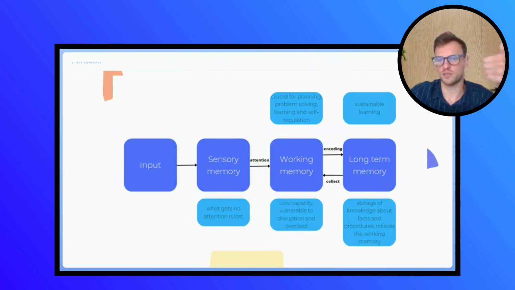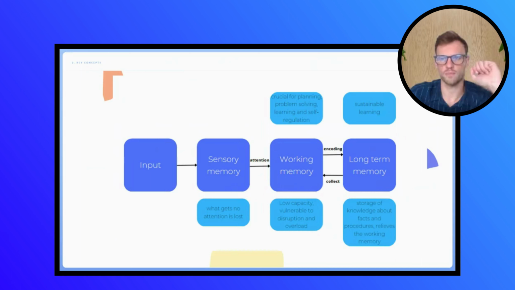Input, which was the picture and the name, is being sent to the sensory memory. And then when we pay attention to something, it is sent to our working memory. We also see that what gets no attention is being lost. And in our working memory, there are a few crucial things taking place. It is crucial for planning, problem solving, learning, and self-regulation. However, it also has some limitations: low capacity, vulnerable to disruption, and vulnerable to overload.